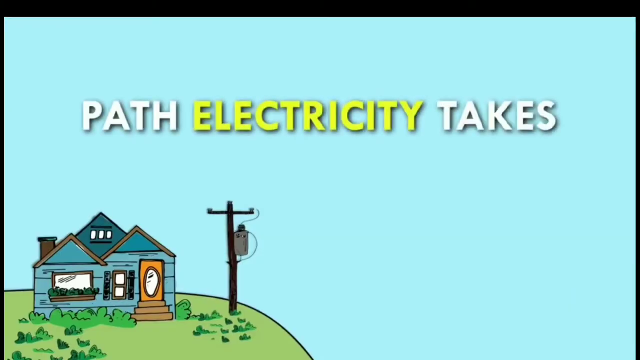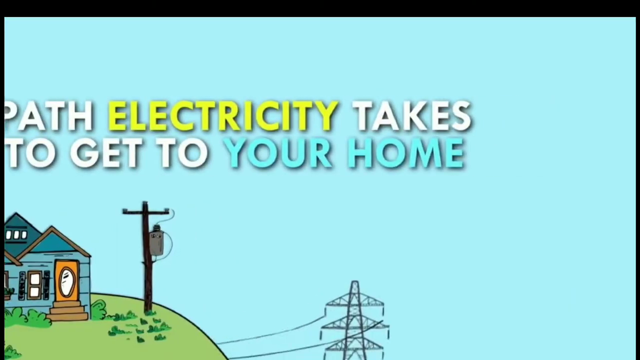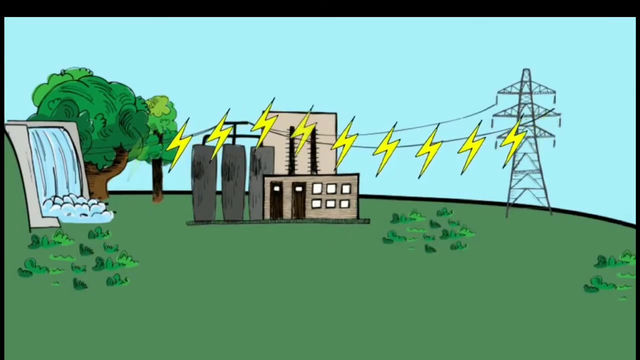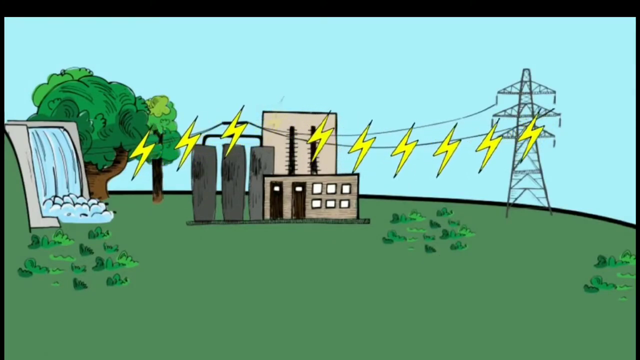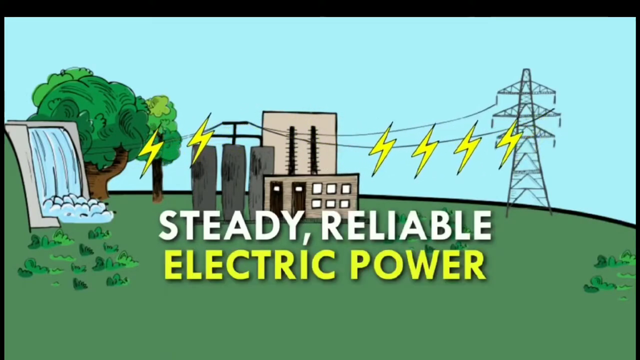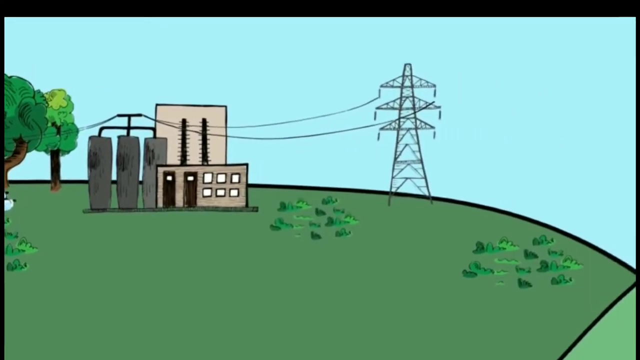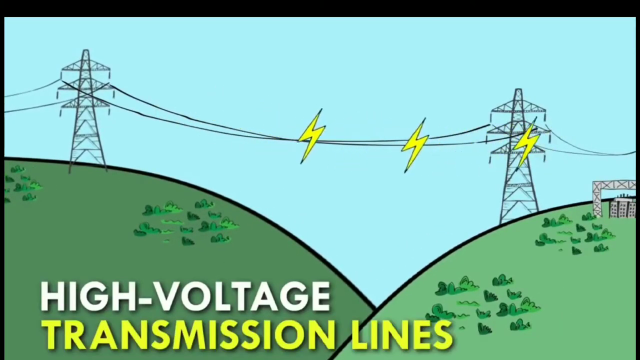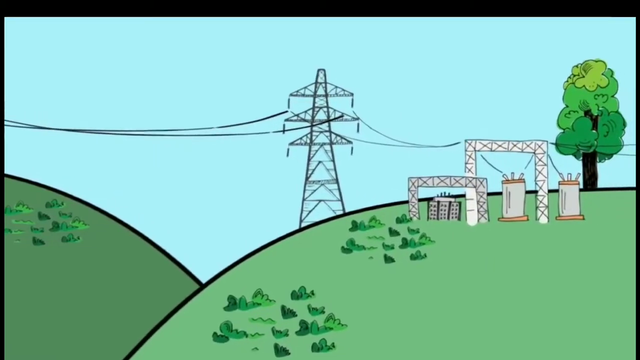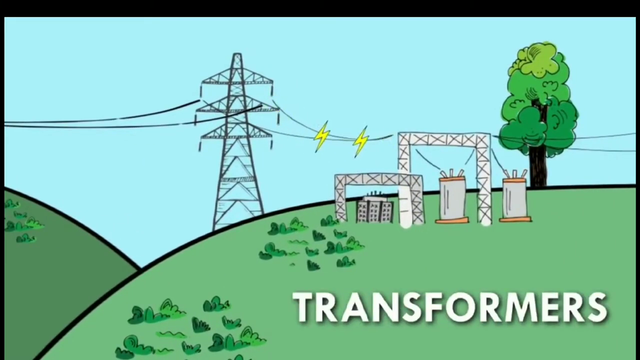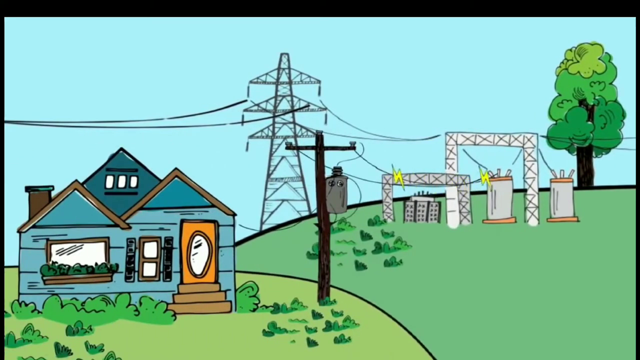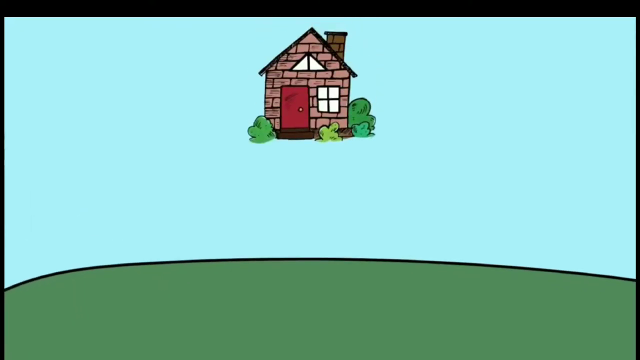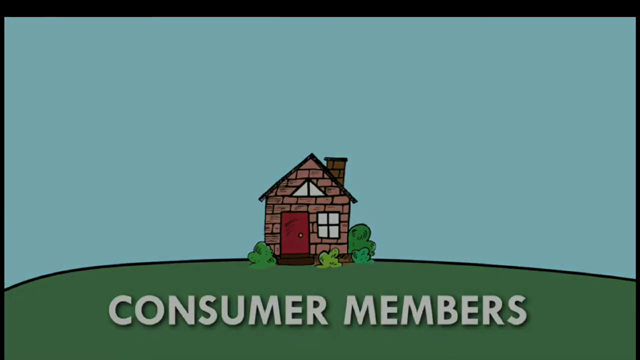Here is a breakdown of the path electricity takes to get to your home. Electricity is generated at a power plant or other facilities such as a hydroelectric dam. In fact, most of the country's electricity comes from power plants that can generate steady, reliable electric power around the clock. The electricity is then sent over vast distances by way of high voltage transmission lines. The electricity arrives at your co-op substation where the transformer will lower the voltage, then send it to your home using distribution power lines. Then the electricity will end up with the consumer members.